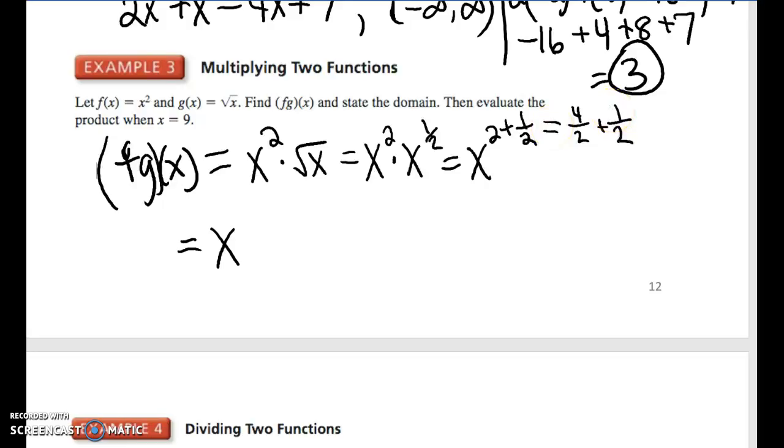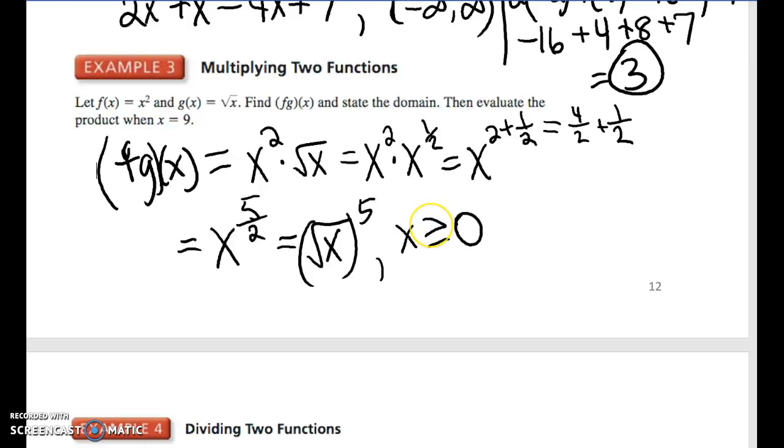So what's that going to be? 4 over 2 plus 1 over 2. Yeah, it's going to be 5 over 2. So x to the 5/2, that's the same thing as saying the square root of x to the 5th power. So you could write this in a few different ways. And it says to state the domain, we see square root of x. So the domain is x has to be greater than or equal to 0 again.